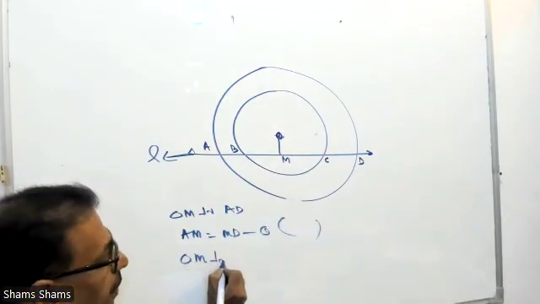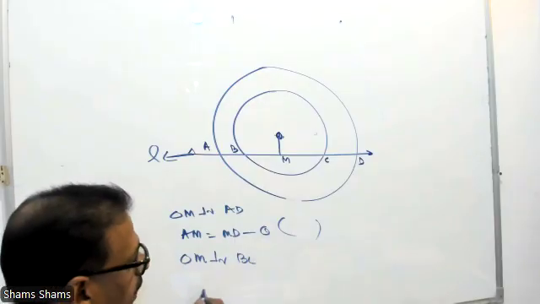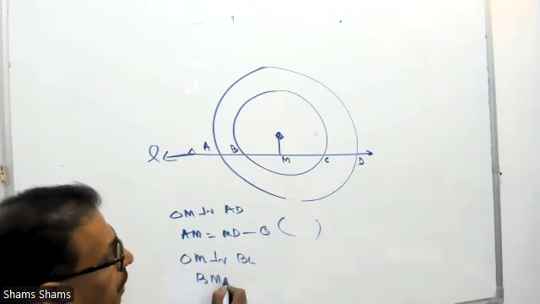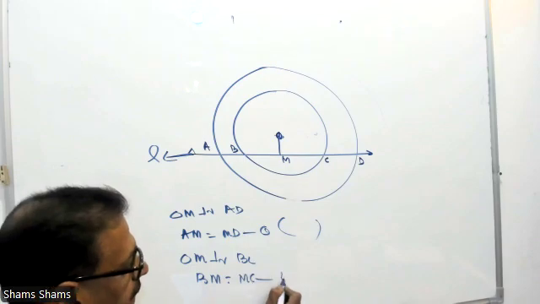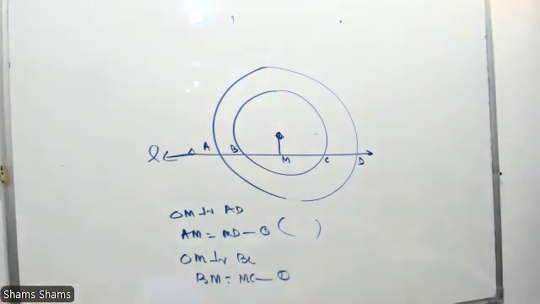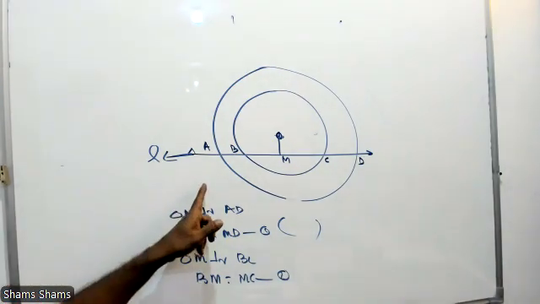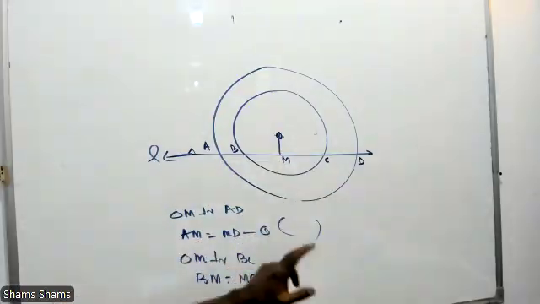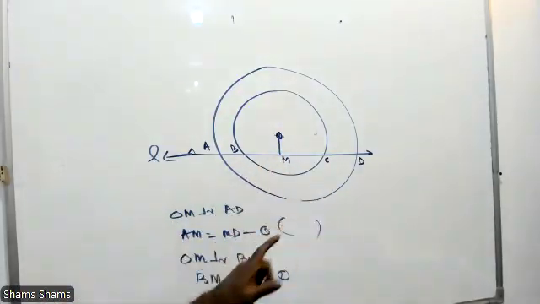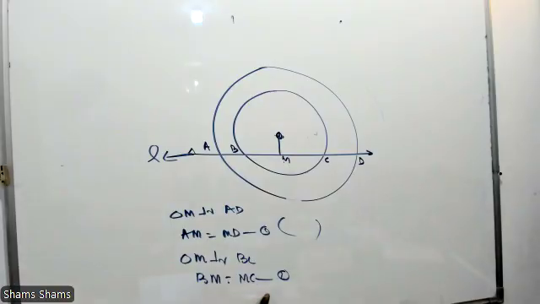OM perpendicular to BC, then what? BM equal to MC, right? Correct or no? Listen. OM perpendicular to AD, that means AM equal to MD. And OM perpendicular to BC, BM equal to MC. So what happens then? Subtract AM minus BM equal to MD minus CM. What is that? AB equal to CD.